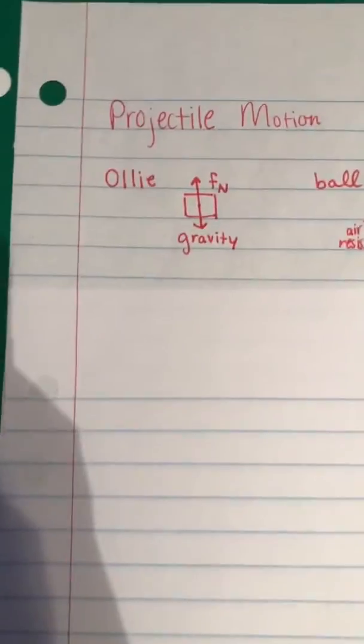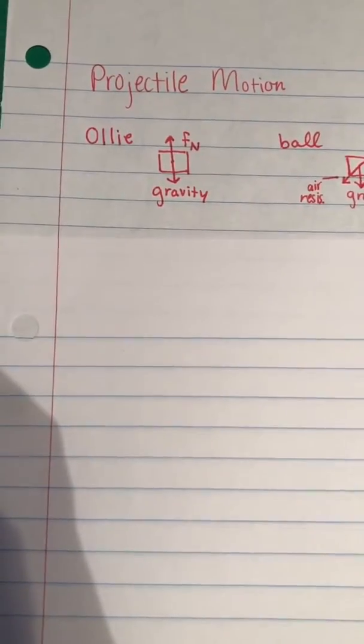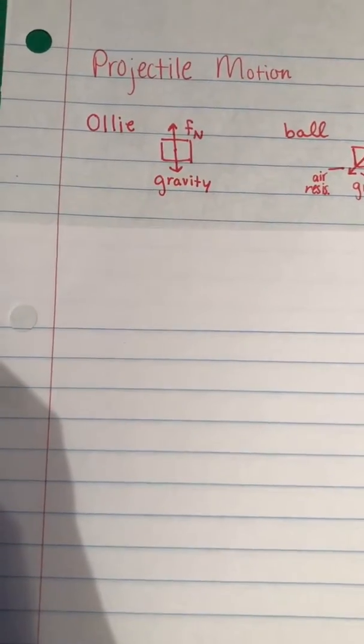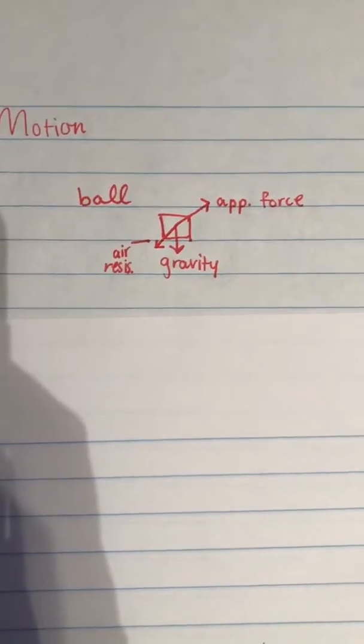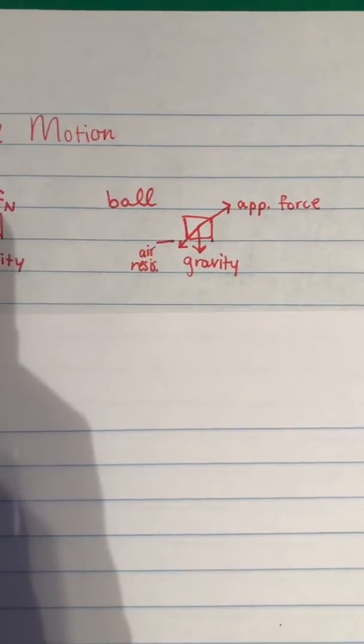Here are the free body diagrams. Ollie is stabilized, he's not moving except for his arms, and the force of gravity and the normal force of the basketball court are balancing him. And then he throws the ball, which gravity is at work against, and so is air resistance, but he applies a force to throw the ball in the direction of the hoop, which then he makes.